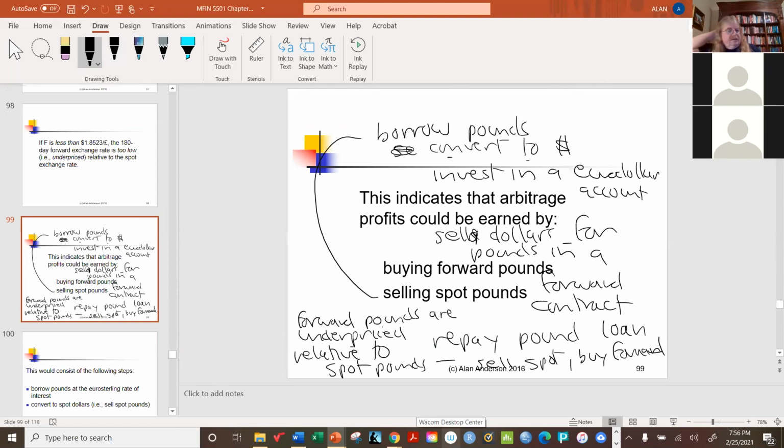All right. So either way, if F is too high, if it's too low, either way, we can make a profit if we recognize what we're doing. So that means it has to be exactly correct to avoid arbitrage.